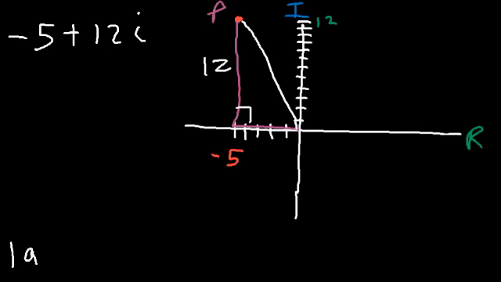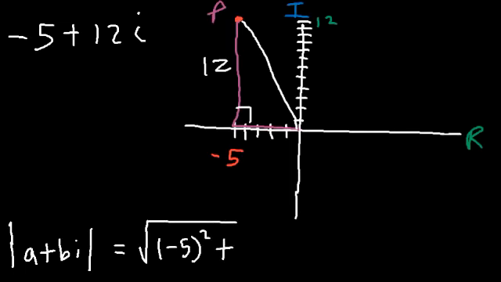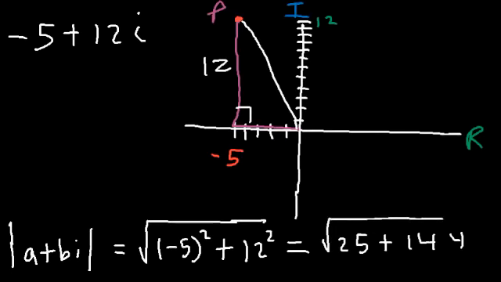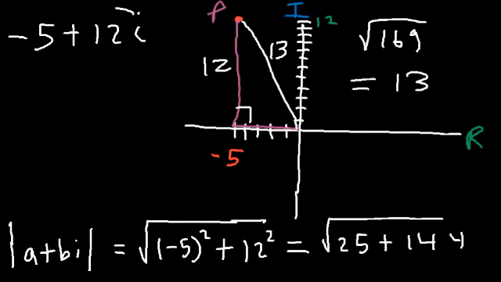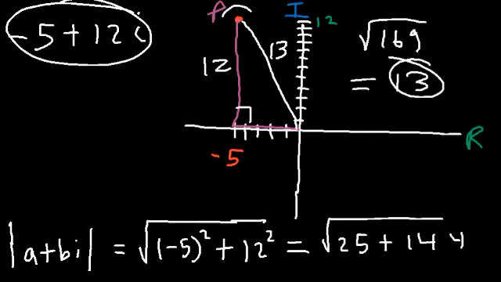So the absolute value of a plus bi is equal to the square root of a squared, which is negative 5 squared, plus b squared, which is 12 squared. Negative 5 squared is positive 25, and 12 squared is 144. If you add these two numbers, you should get 169. And the square root of 169 is 13. So that's the hypotenuse of the triangle. So the absolute value of negative 5 plus 12i is 13. And this is where you plot it.